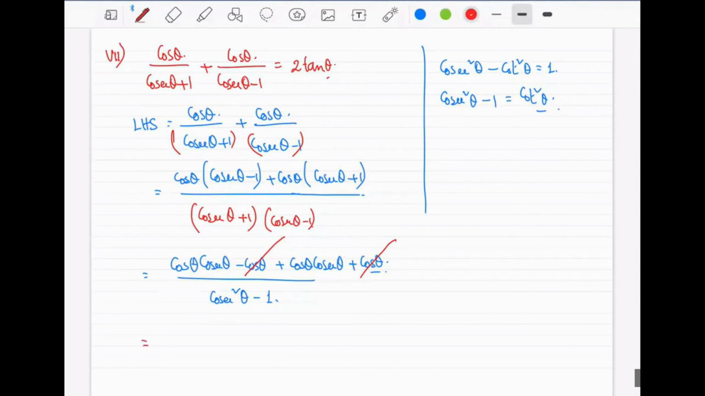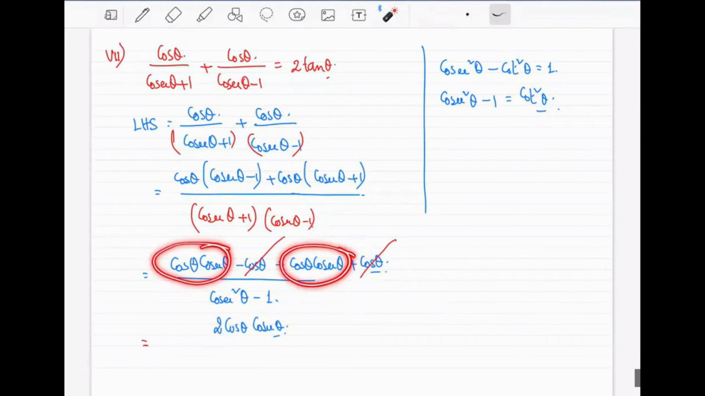Numerator, very simple. We will just write 2 cos theta cosec theta. Where is the 2 coming from? A plus A is what? Twice A, right? Same thing. Cos theta cosec theta, cos theta cosec theta. There is 1 in the front, 1 in the front. If you add, you get 2 cos theta cosec theta.